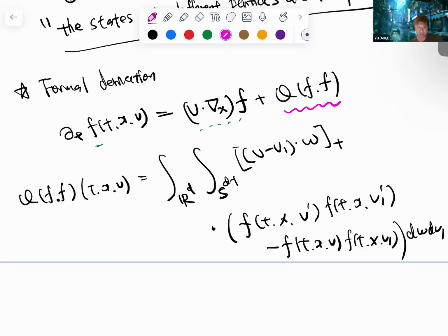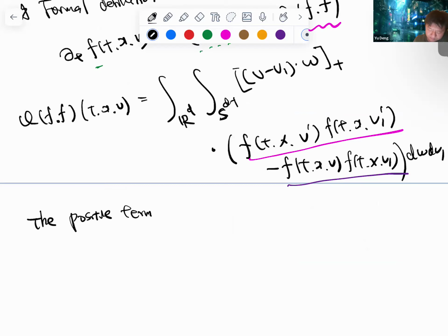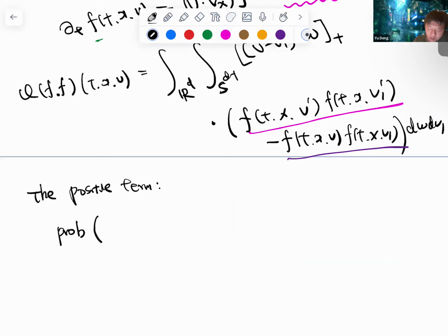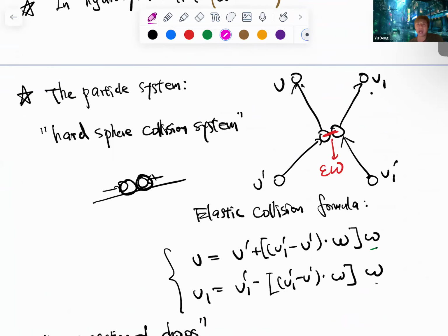So let's understand what this term means. There is a positive term on the right side called the gain term, and a negative term called the loss term. The gain term, the positive term, means the probability density of two particles at velocities v' and v1' colliding to get a particle of velocity v. Remember we have this picture. How do we get new particles at velocity v? It's possible that two other particles of two different velocities collide and they exactly give you a particle of velocity v.